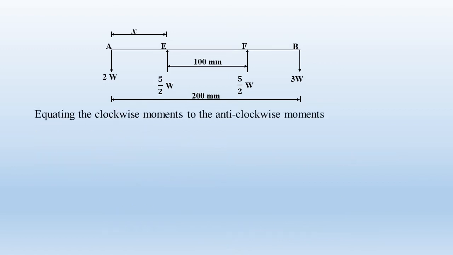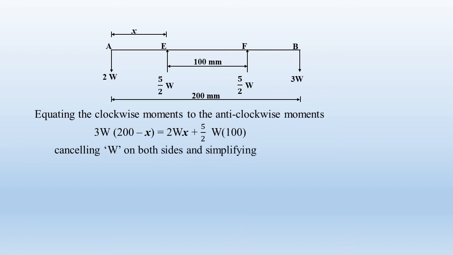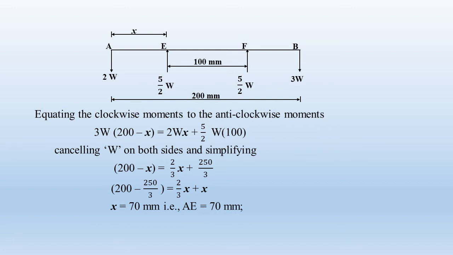Equating the clockwise moments to the anti-clockwise moments, 3W into (200 minus x) equals 2Wx plus 5/2 W into 100. Cancelling W on both sides and simplifying, 200 minus x equals 2/3 x plus 250/3. By simplifying, we get the value of x as 70 mm. That is, AE is 70 mm. The value of FB is 100 minus x, 100 minus 70, it is 30 mm.